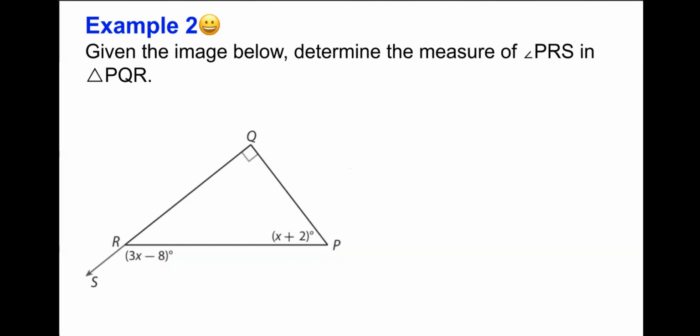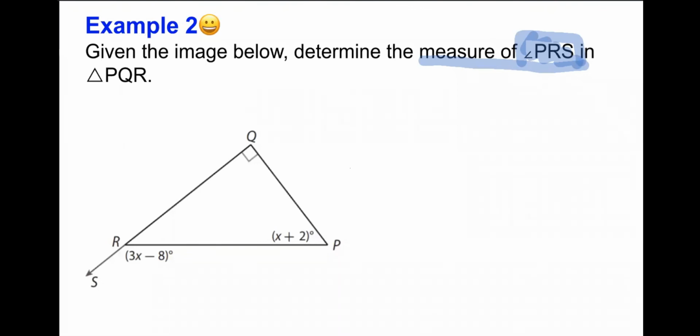Okay, so example 2, we're given an image below. It says to determine the measure of angle PRS in triangle PQR. So how do we find that measurement? Let's first identify that angle. Here we have to determine the measurement of angle PRS, which is inside our triangle.